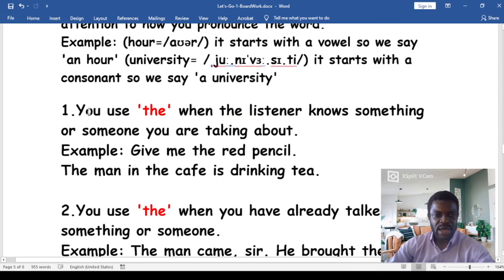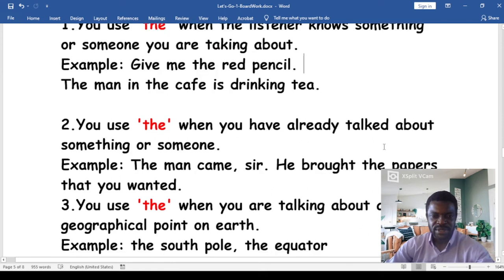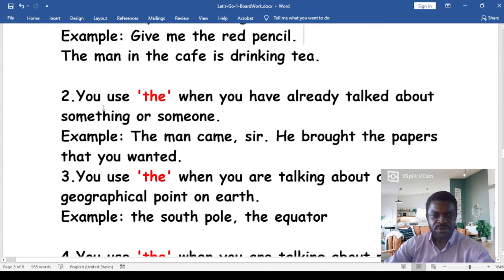Here, the place I'm focusing my attention today is the, which is the definite article. We use the when the listener knows something or someone you are talking about. For example, give me the red pen. The man in the cafe is drinking tea. You use the when you have already talked about someone or something. For example, the man came, sir. He brought the papers that you wanted. You already knew the man, and they're telling you that he came and brought the papers that you wanted.